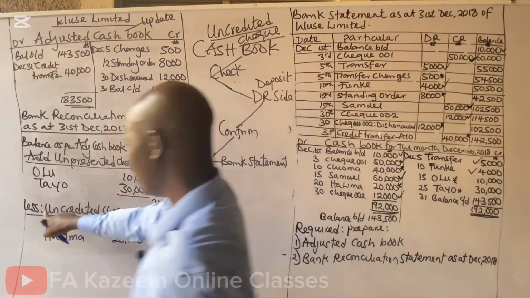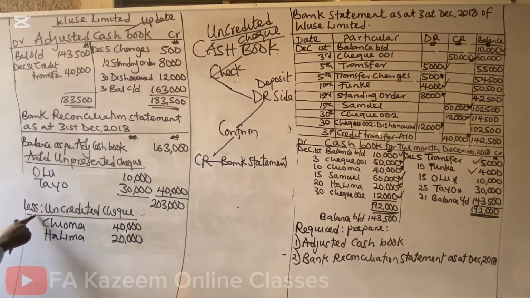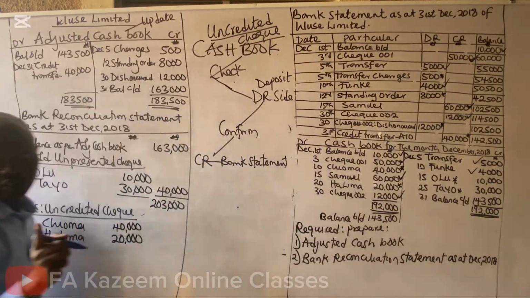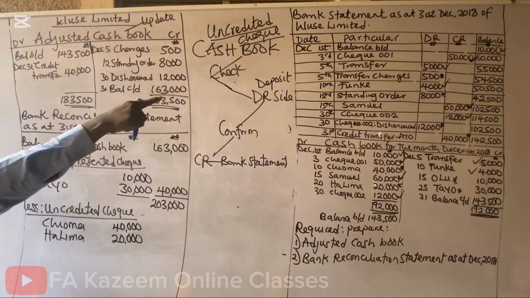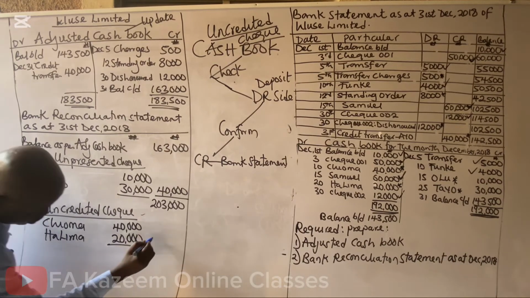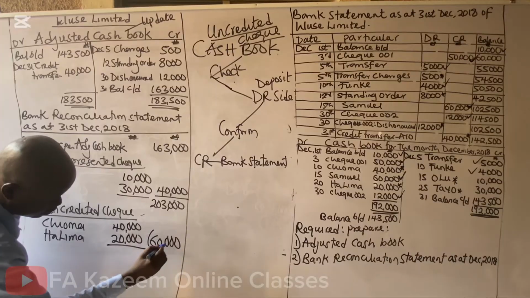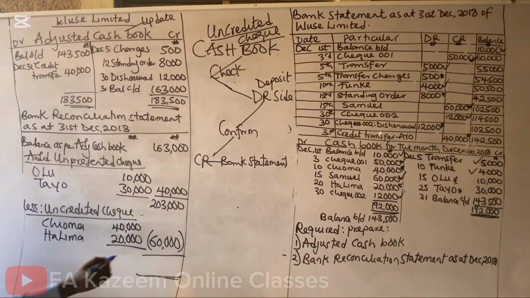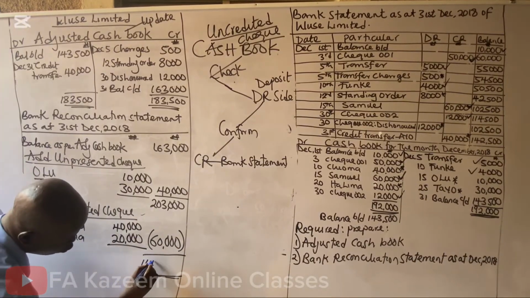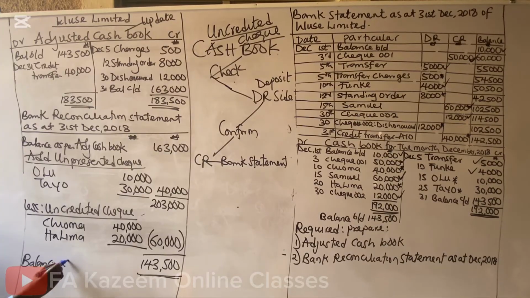And that's why you are lessening it. It has been formally added to your cash book. By lessening it now, you have used minus to cancel addition. Why? If the bank has not recorded it, the cash book too should cancel it. Now, how much? A total of 60,000 must be less. Once you less 60,000, you are going to have 143,500. That 143,500 is what we call balance as per bank statement.